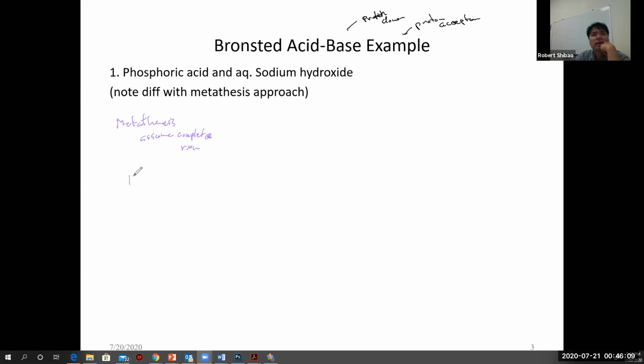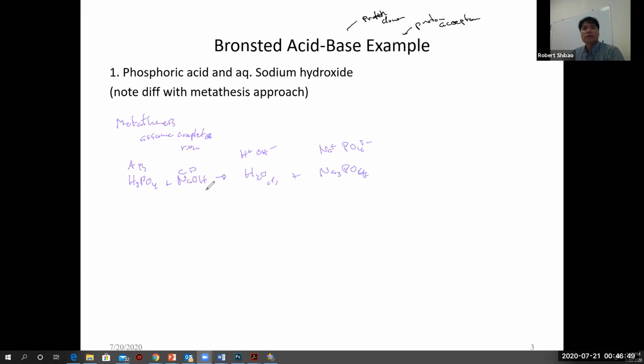So phosphoric acid is H3PO4 plus sodium hydroxide, NaOH. So again, this is our AB plus CD problem setup. And so we're going to try A with D. So that's H+ with hydroxide. Well, H+ and hydroxide make H2O liquid. And then we're going to go C with B, sodium and phosphate. And so we end up with Na3PO4, sodium phosphate.